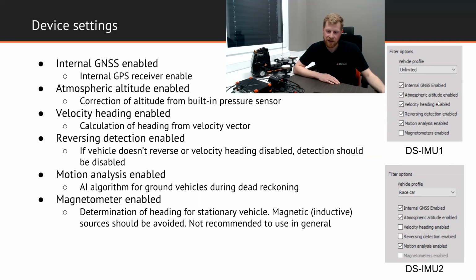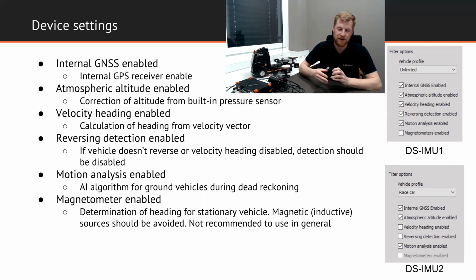The atmospheric altitude enabled setting helps to determine the accurate altitude from the device. If we get only the data from the GPS, this is not so accurate. All the devices have a pressure sensor inside to measure barometric pressure, and with the help of that, we can much more accurately determine the current height of the measured vehicle or of the sensor.